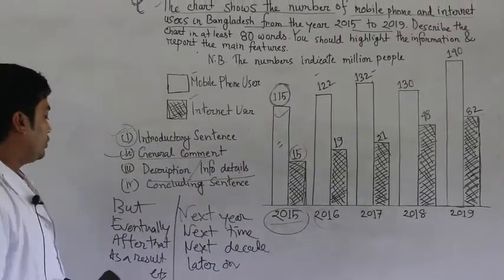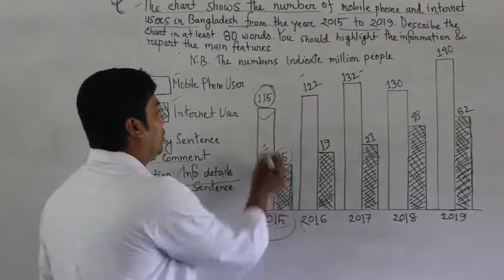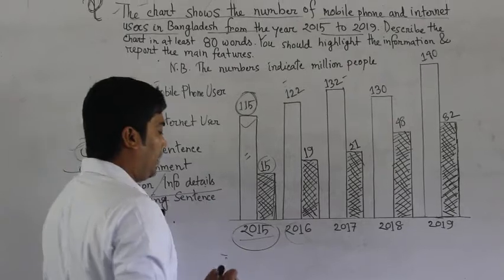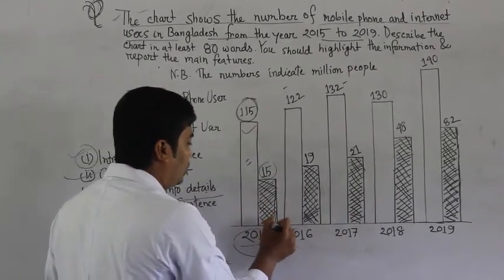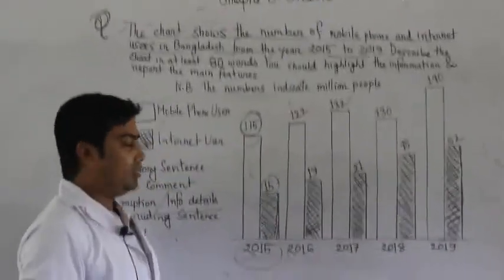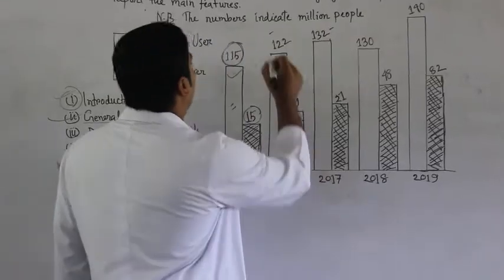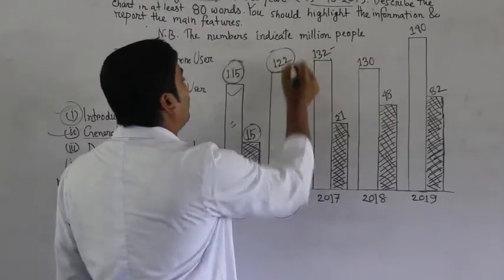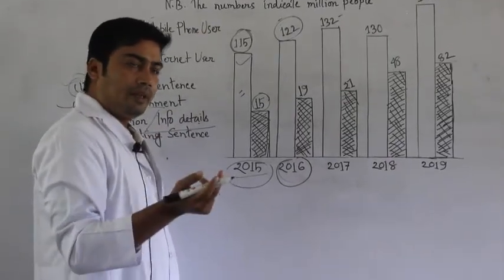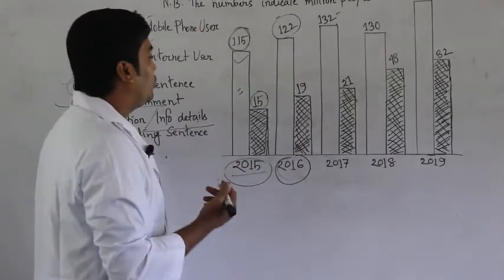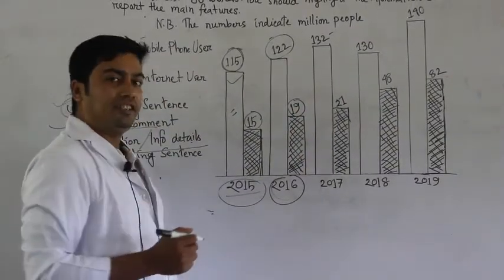So, in 2015, mobile phone users were 115 million, and internet users were 15 million. The next year, in 2016, mobile phone users rose to 122 million. 122 million people began to use mobile phones, and 19 million people used the internet.